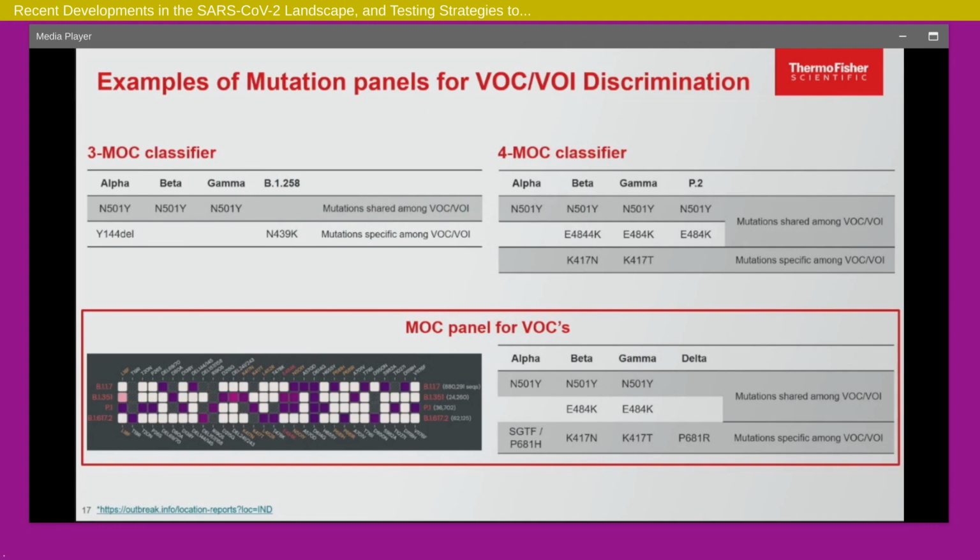And this is what I was talking about. This is actually coming from that page, which I use, which is Outbreak Info. And I just looked at 4 variants.